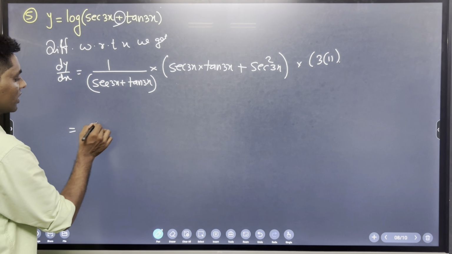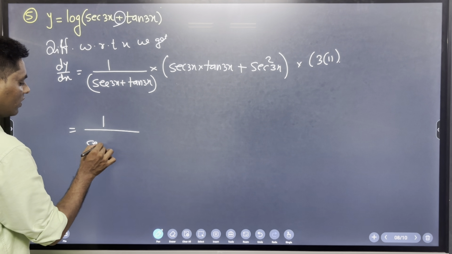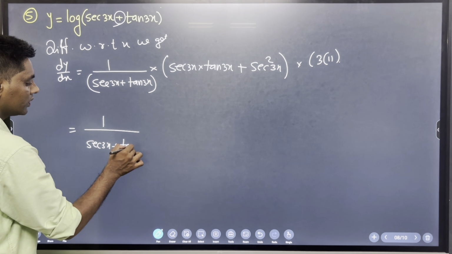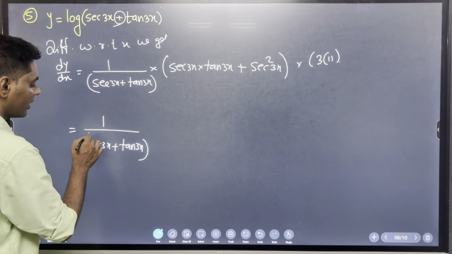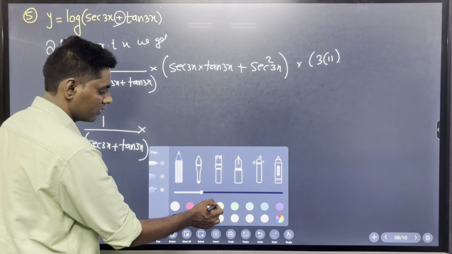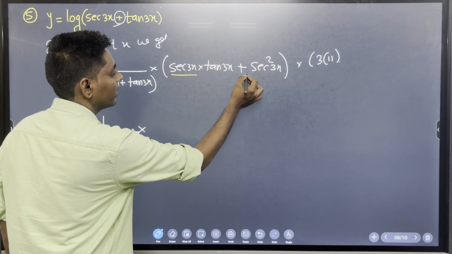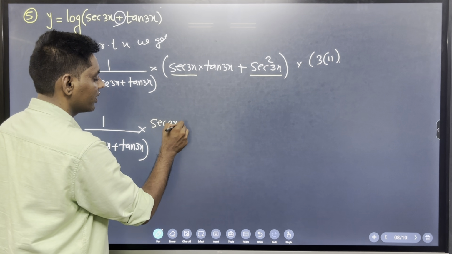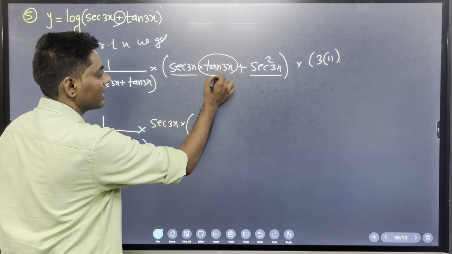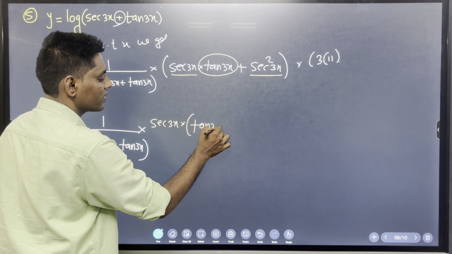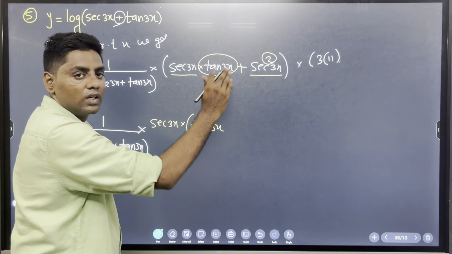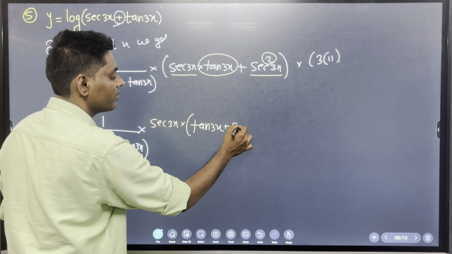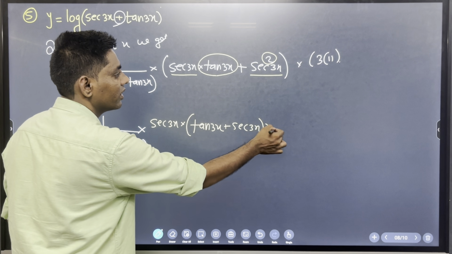So here, very simple: 1 upon sec of 3x plus tan of 3x into... here is an important observation. We can take 1 upon sec of 3x common, and what is remaining in the bracket is tan 3x, and next, after taking the square, 1 is taken common, so what remains is sec of 3x into 3.